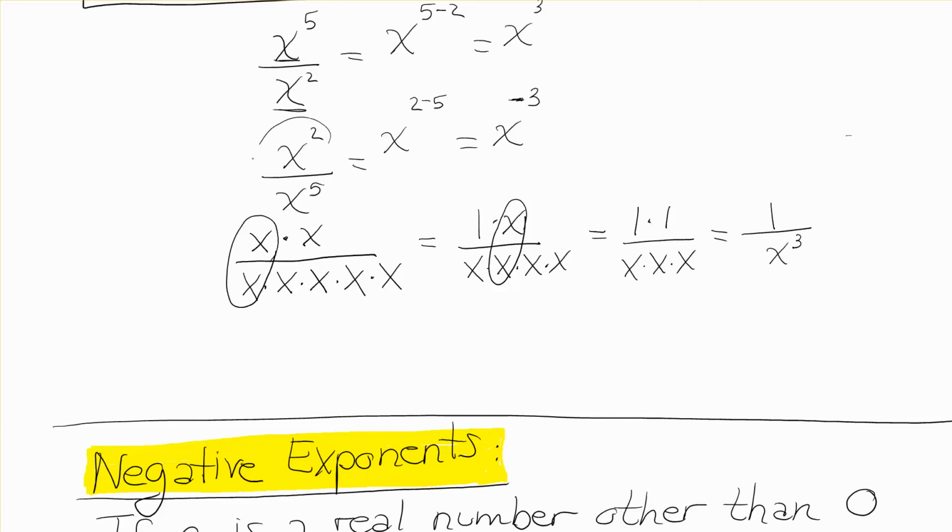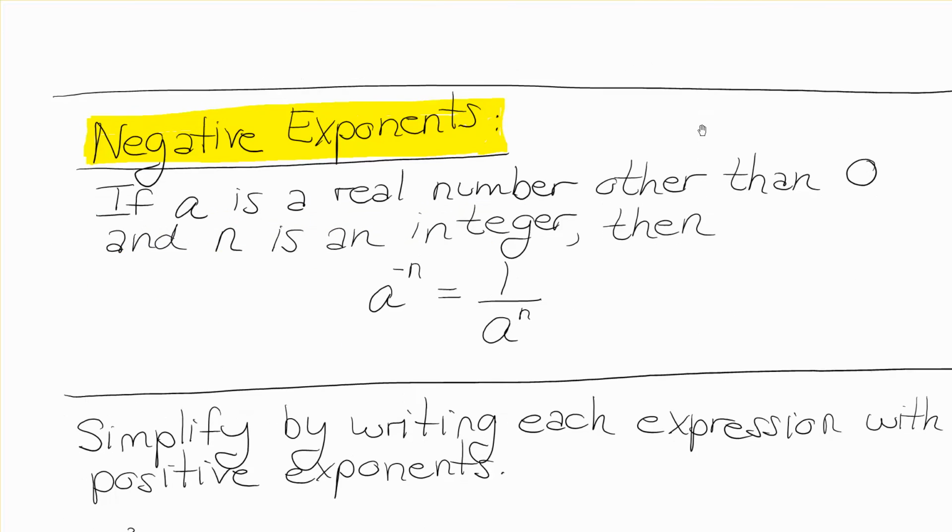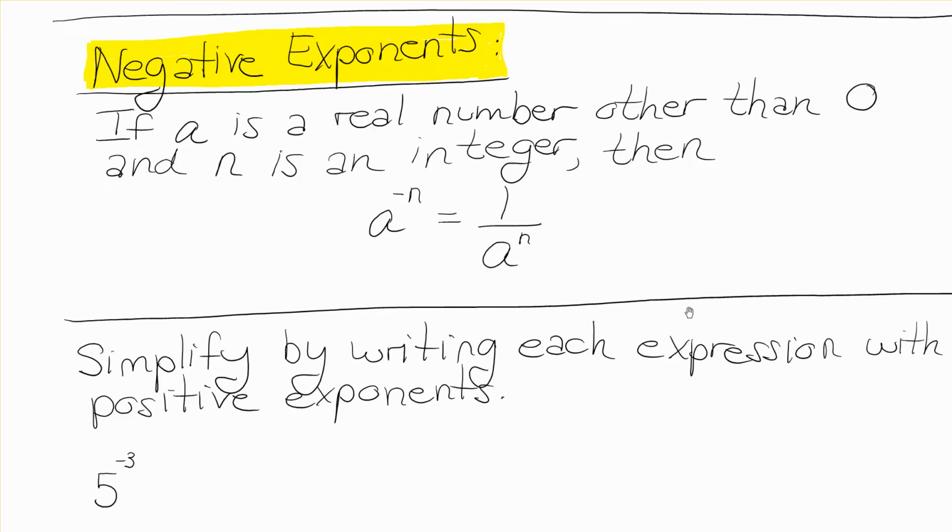So if x squared over x to the fifth equals x to the negative third, but it also equals 1 over x cubed, we've just defined what a negative exponent does. A negative exponent is just the reciprocal with the exponent turned positive. So let's take a look at the definition of a negative exponent. And I want you guys to write this definition down.